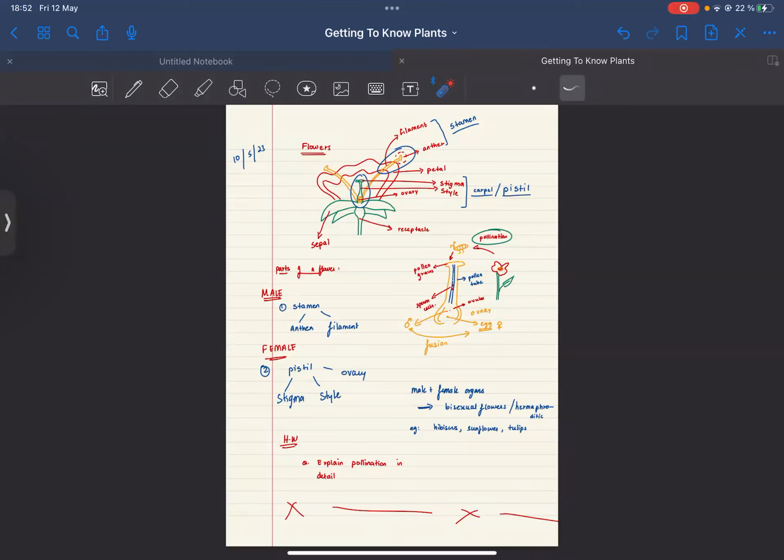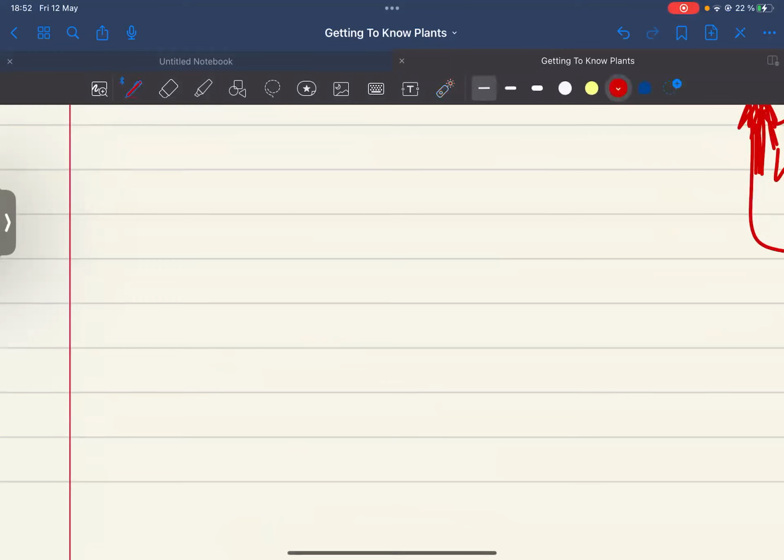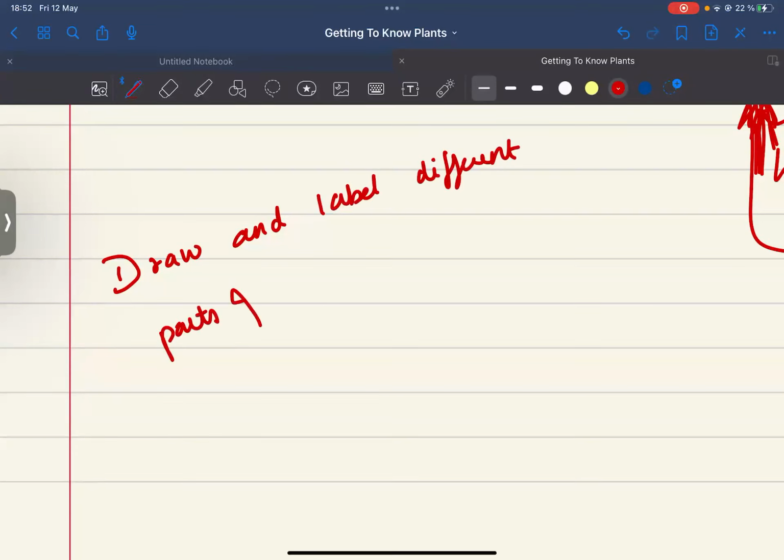And your homework will be, for those who didn't complete today's homework, I want you to complete it along with the previous homework, which is what is pollination. So along with that, you have to do this homework. Please note it down. And you can leave the class once you note it down.